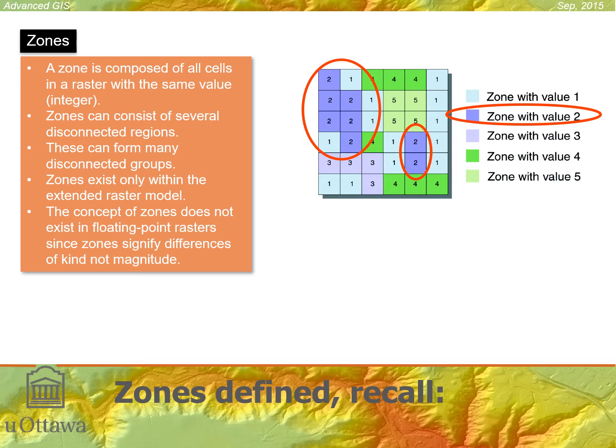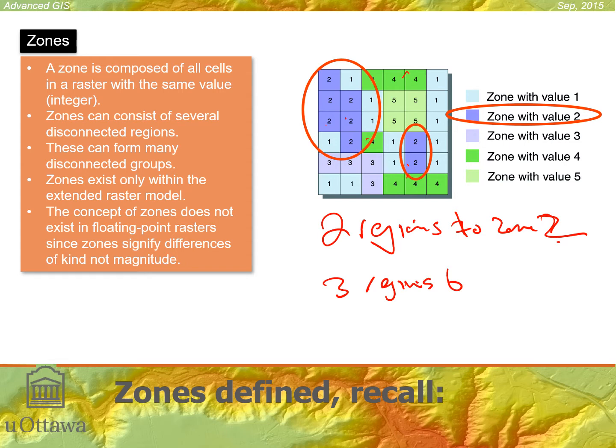They can have several regions, so if they're disconnected, non-contiguous, non-adjacent. For example, there are 2 regions to zone 2. How about zone 4? There are 1, 2, 3 regions for zone 4, because there are 1, 2, 3 sets of cells that are disconnected with the values of 4. So those 3 disconnected things are called regions.